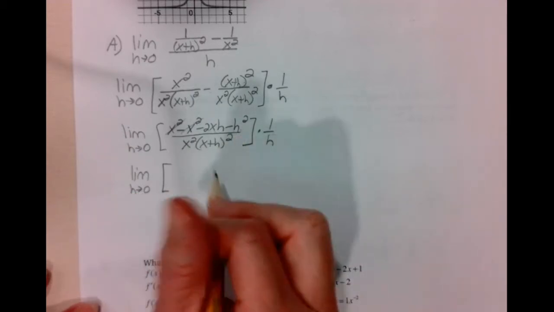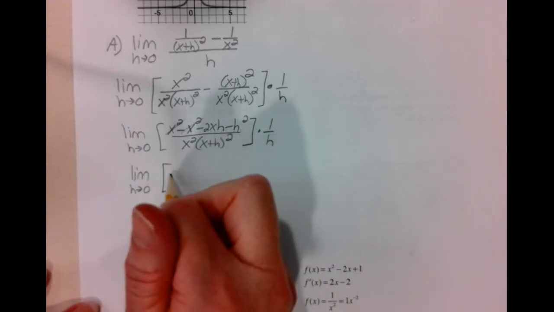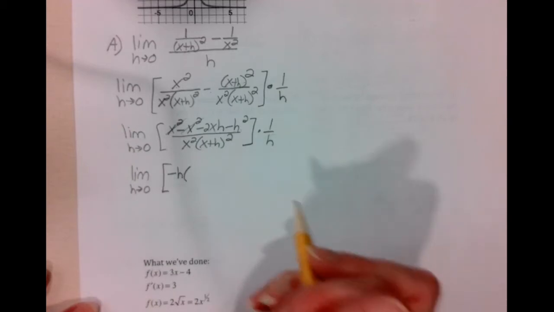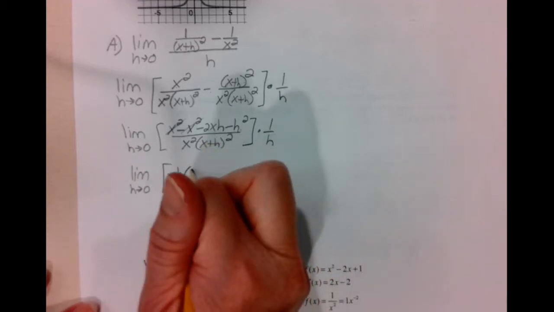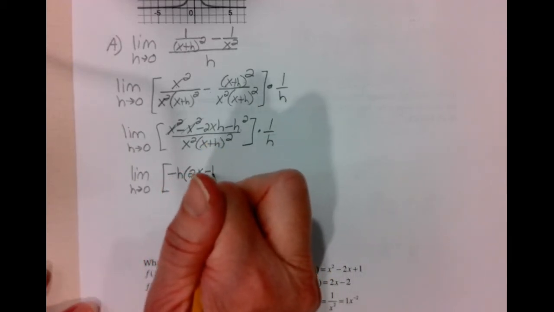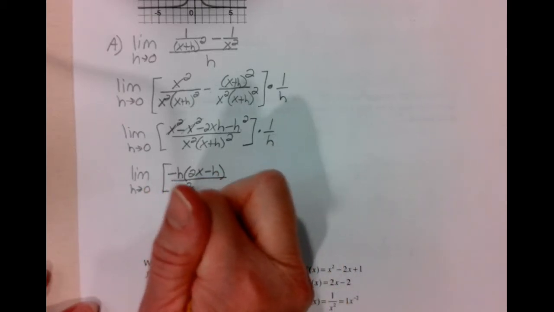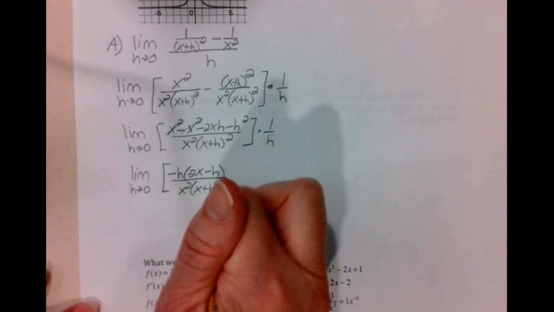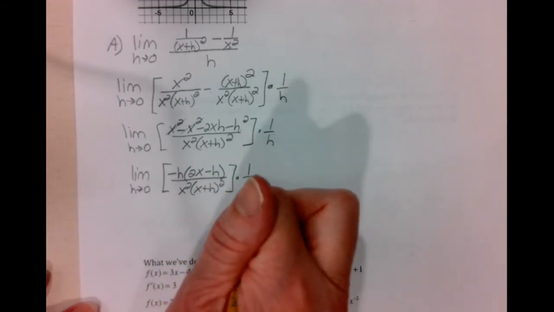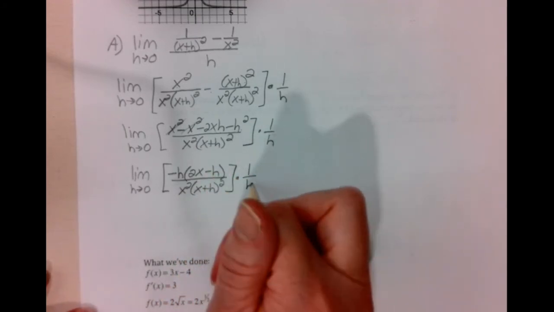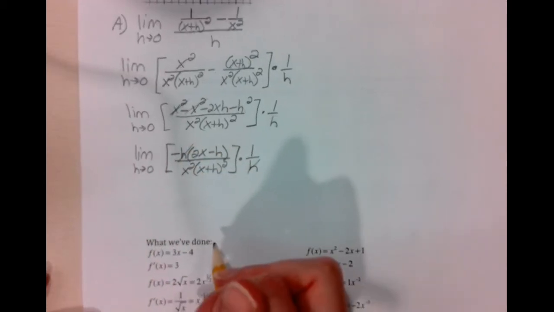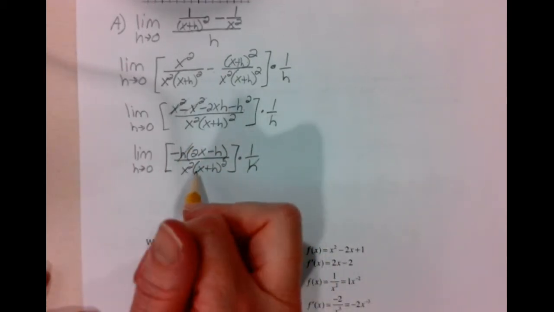So what I'm going to do is take out an h and a negative at the same time, make life easier. I'm left with a 2x minus h when I take that out over my common denominator that we had previously, times 1 over h. This is now gone. Cancel that out. And what am I left with?